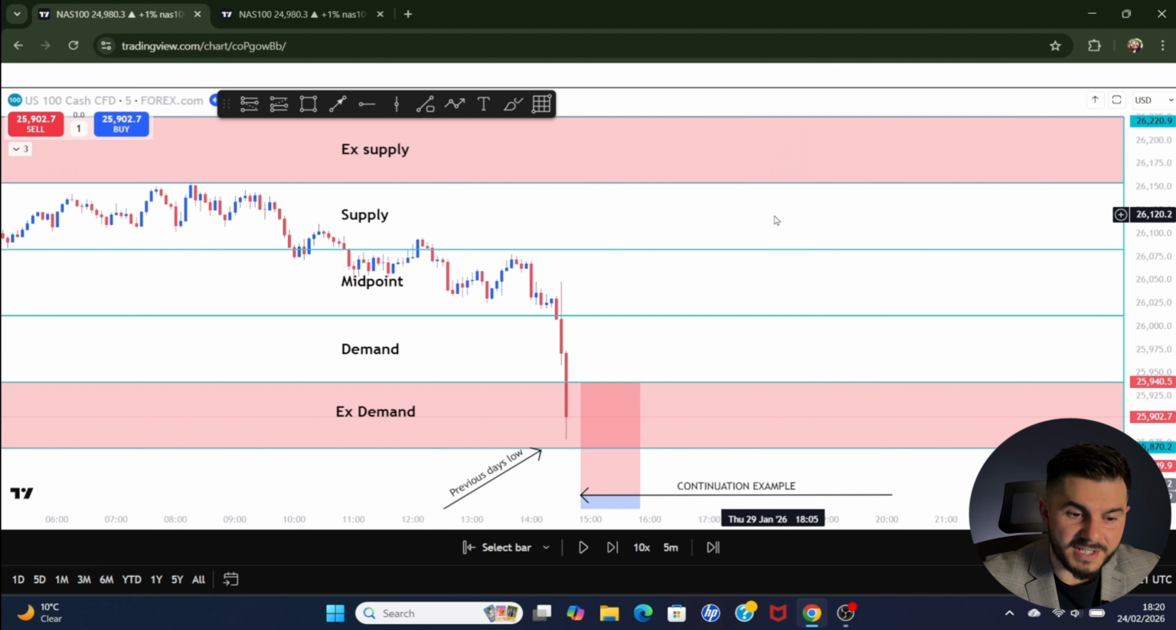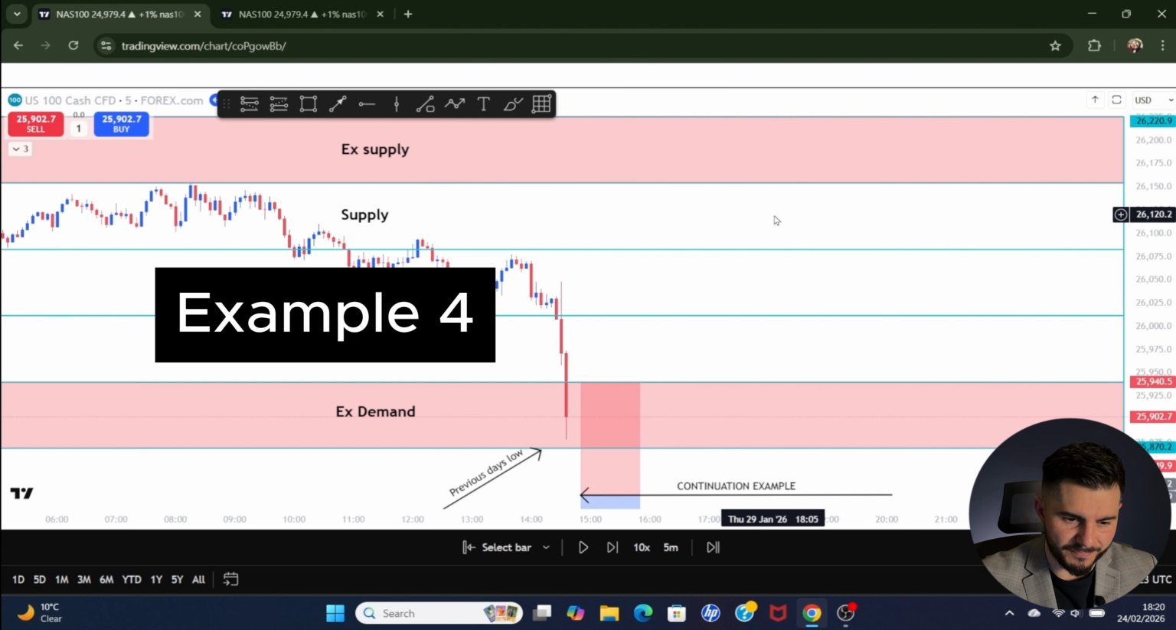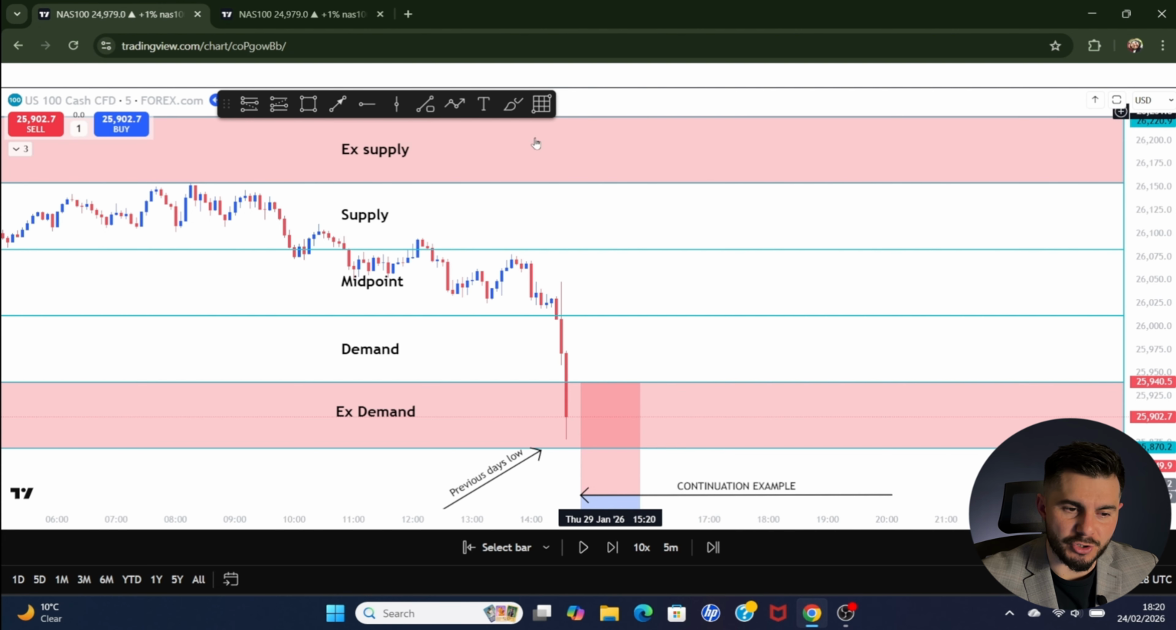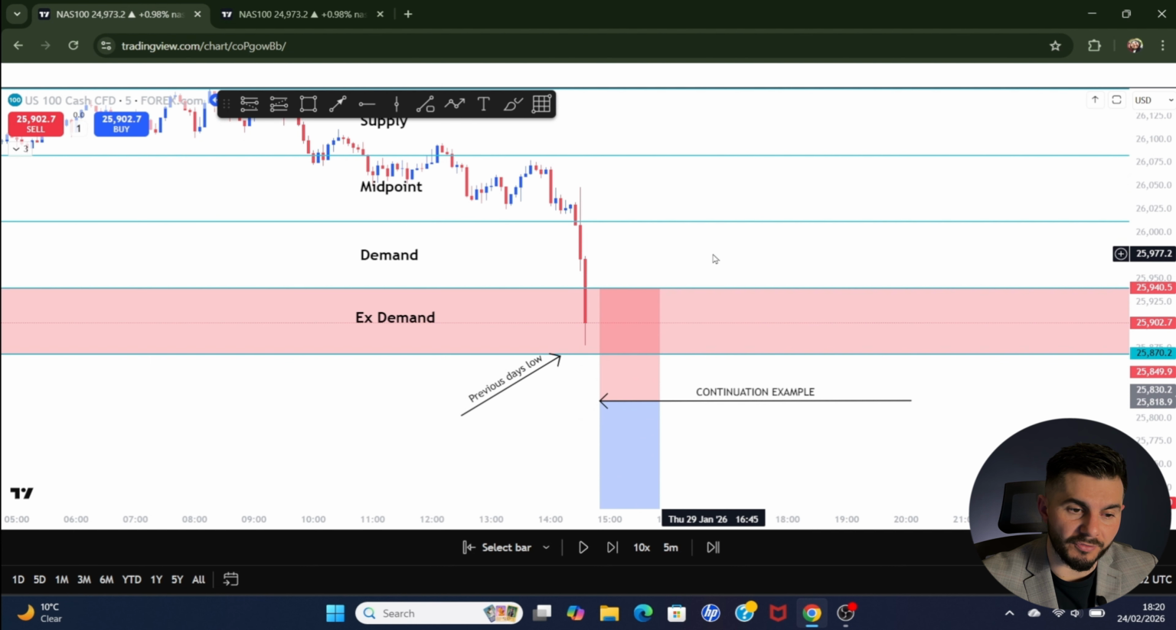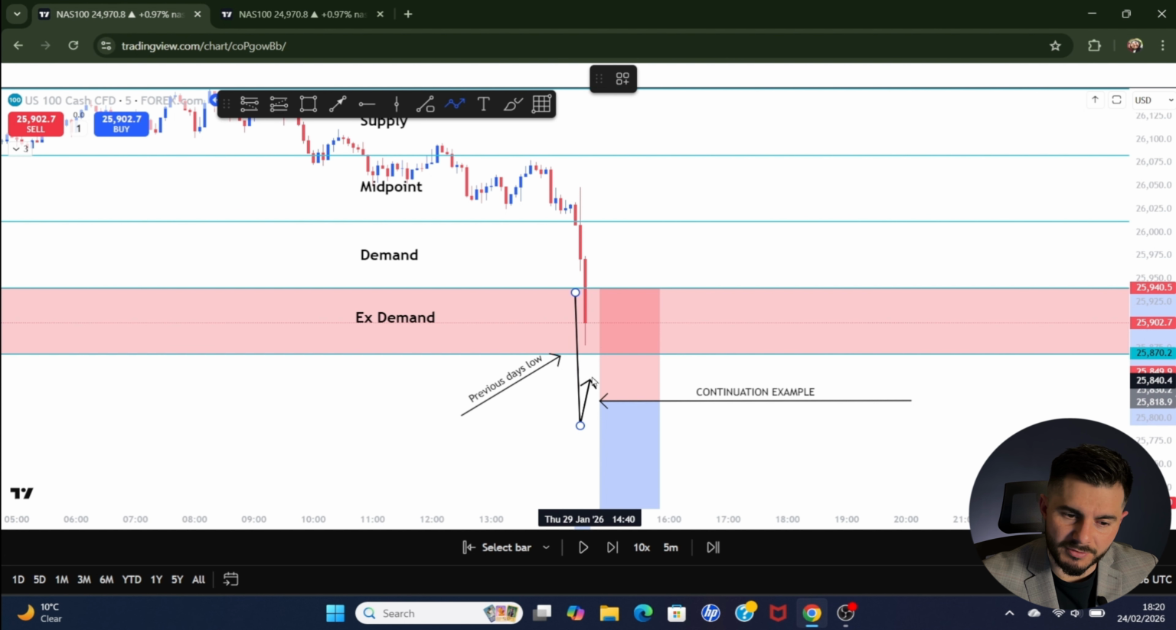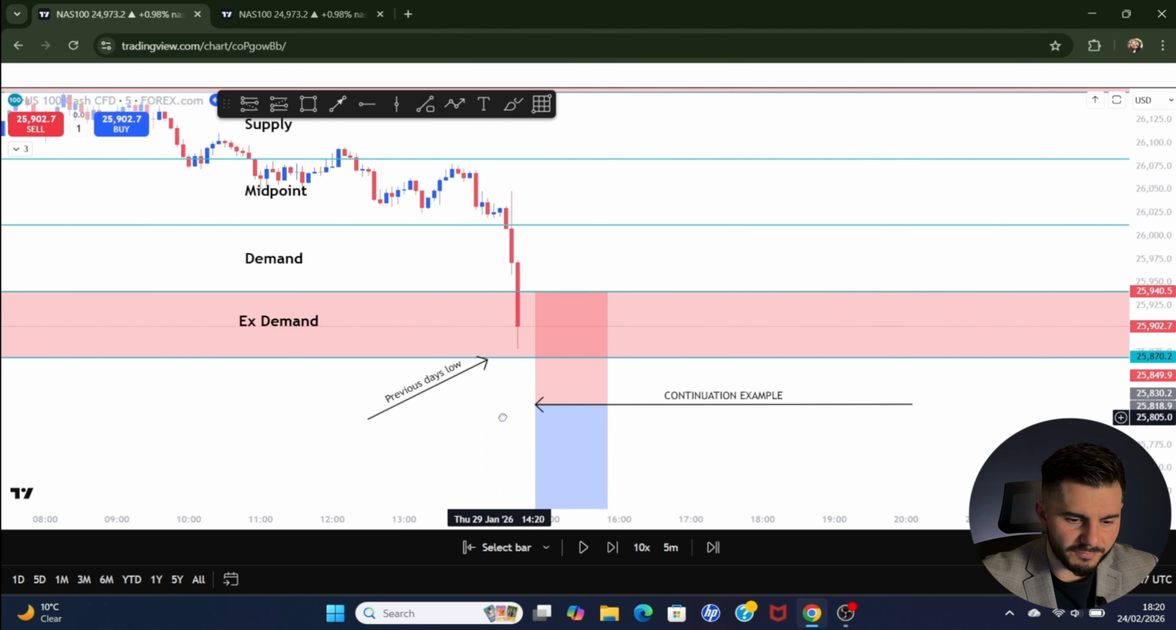It's not guessing. Example number 4, continuation. Now, this is where price breaks outside the structure of a supply and demand hierarchy, rejects off of it, and then we enter a trade. So it looks something like this. Price would come down, price would clearly reject off of this area here, and then we'd enter a trade here, trading outside of the zones. All we're looking for is this.